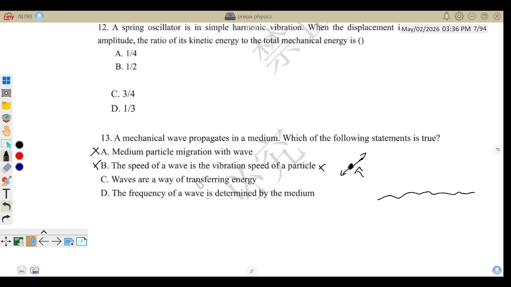This is actually among the definition of a wave propagating in a certain medium. So C is going to be our answer. For this question, we just need to know the definition of a wave along a medium. The frequency of a wave is determined by the medium? The frequency is all the time determined by the source, not the medium. Finally, C is the good choice here.